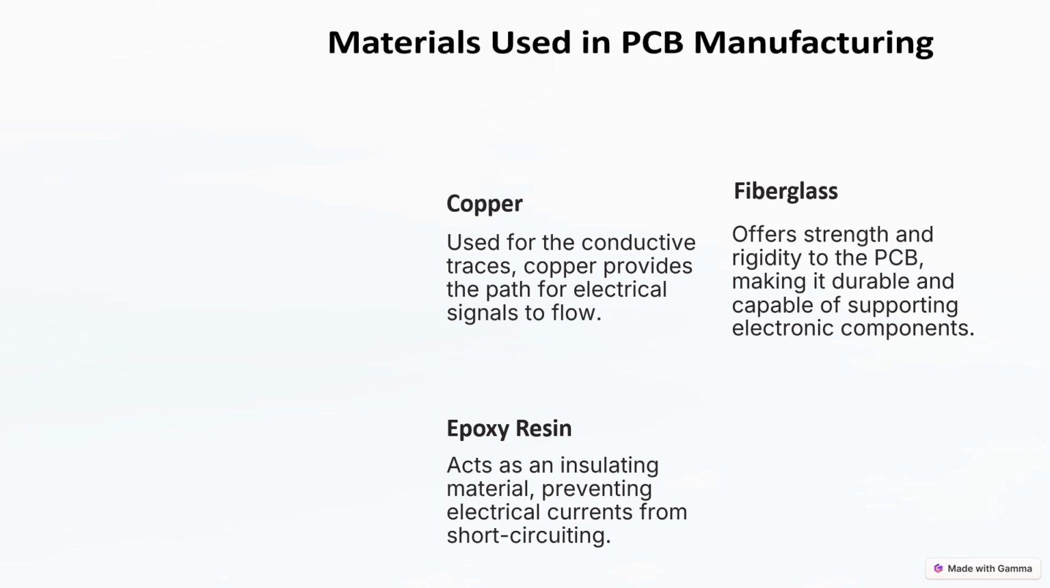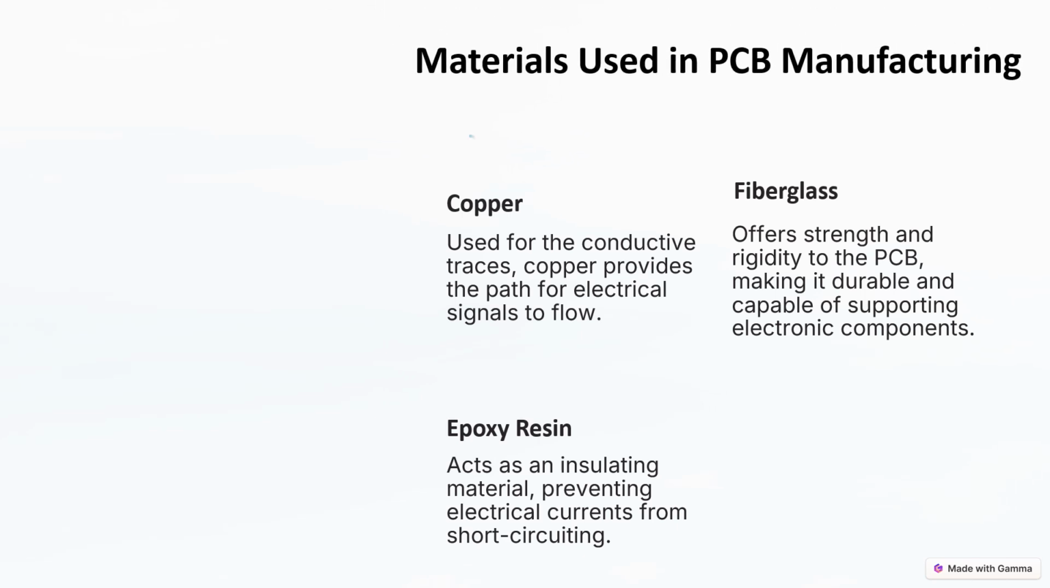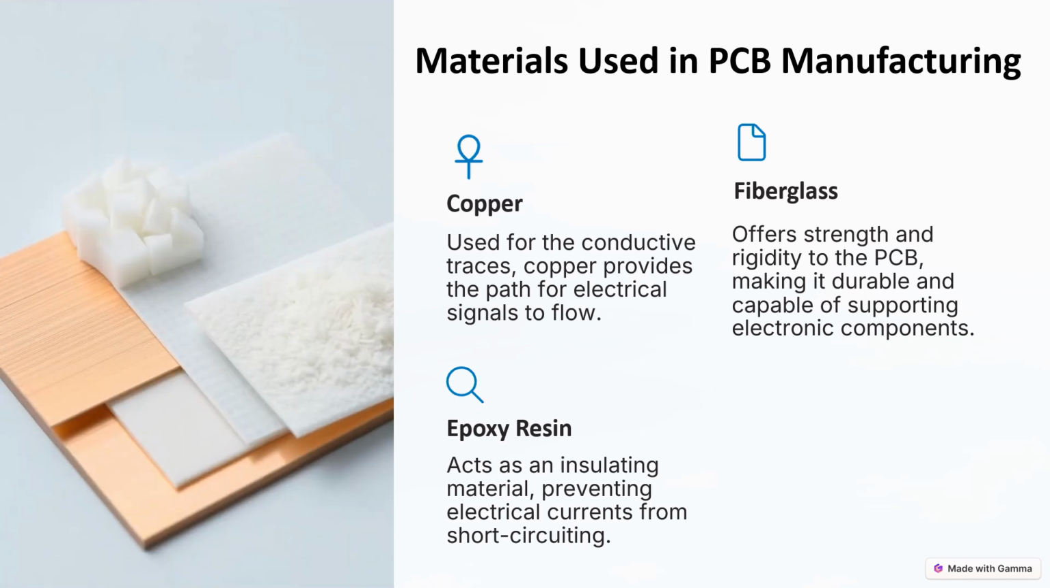Materials used in PCB manufacturing. Copper. Used for the conductive traces, copper provides the path for electrical signals to flow. Fiberglass. Offers strength and rigidity to the PCB, making it durable and capable of supporting electronic components. Epoxy resin. Acts as an insulating material, preventing electrical currents from short circuiting.